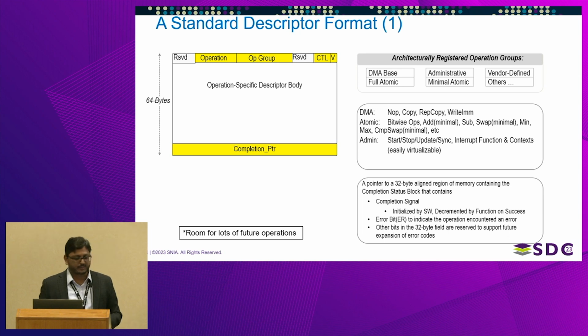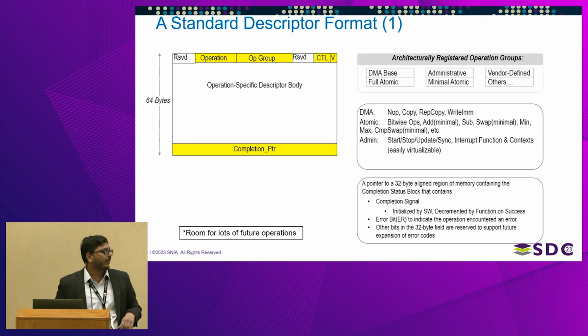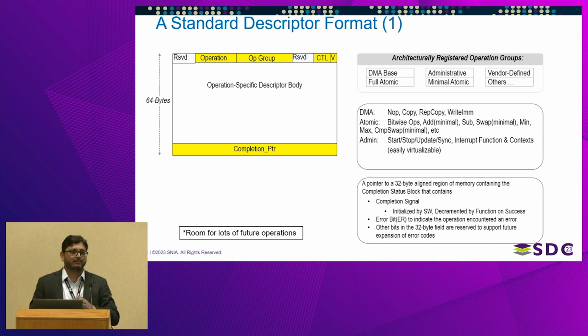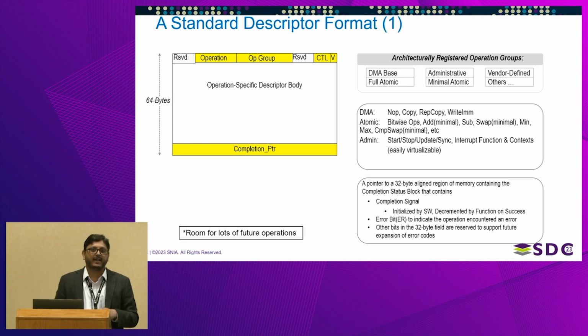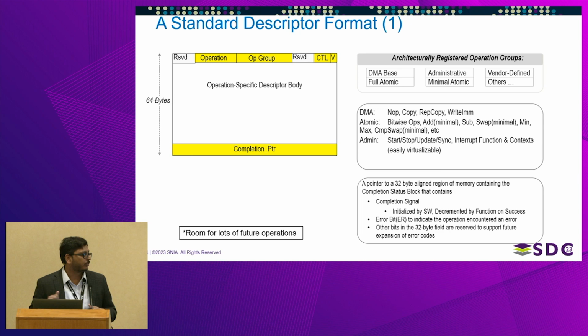These are some of the operations that have been defined in the 1.0 spec. Copy is pretty common. Write immediate is basically you want to immediately write something into a location and you want to embed that as part of the descriptor, and that's how it goes through. Pretty useful for messaging. And the admin operations all are part of the admin operation group, like start, stop, update, or sync. The body itself has the different data structures, and it depends on what kind of operation we are talking about. So I won't get to that right now.